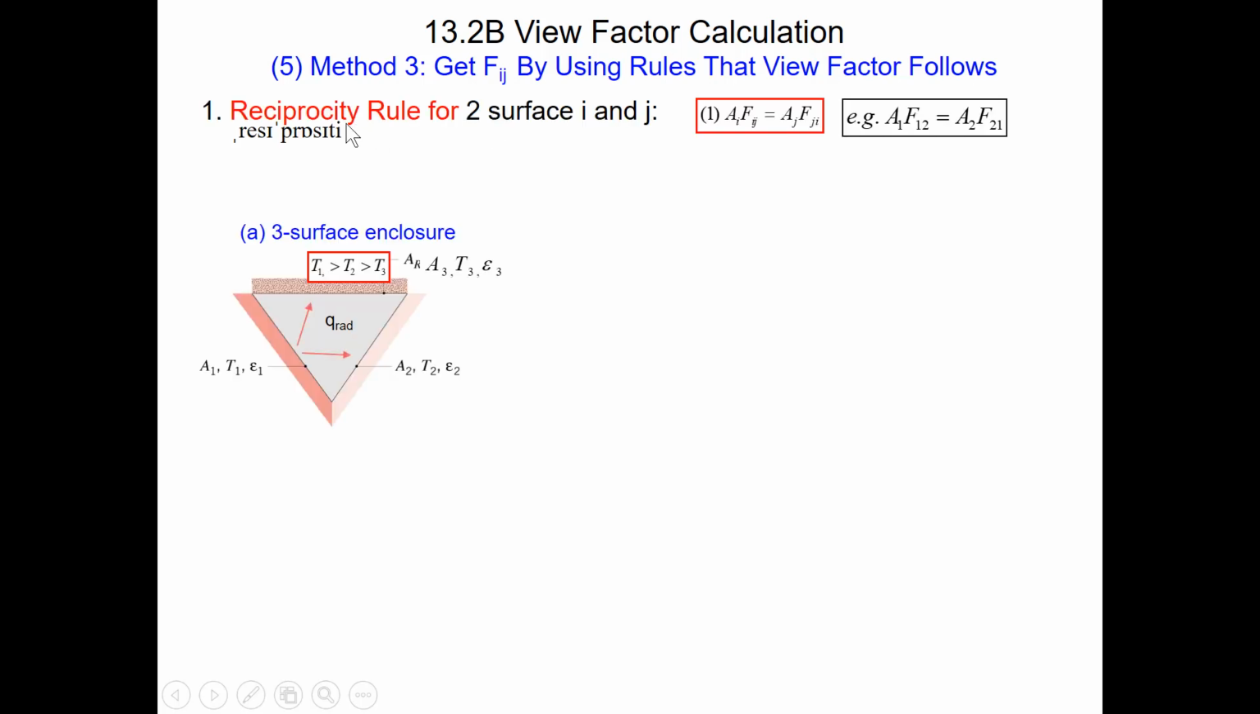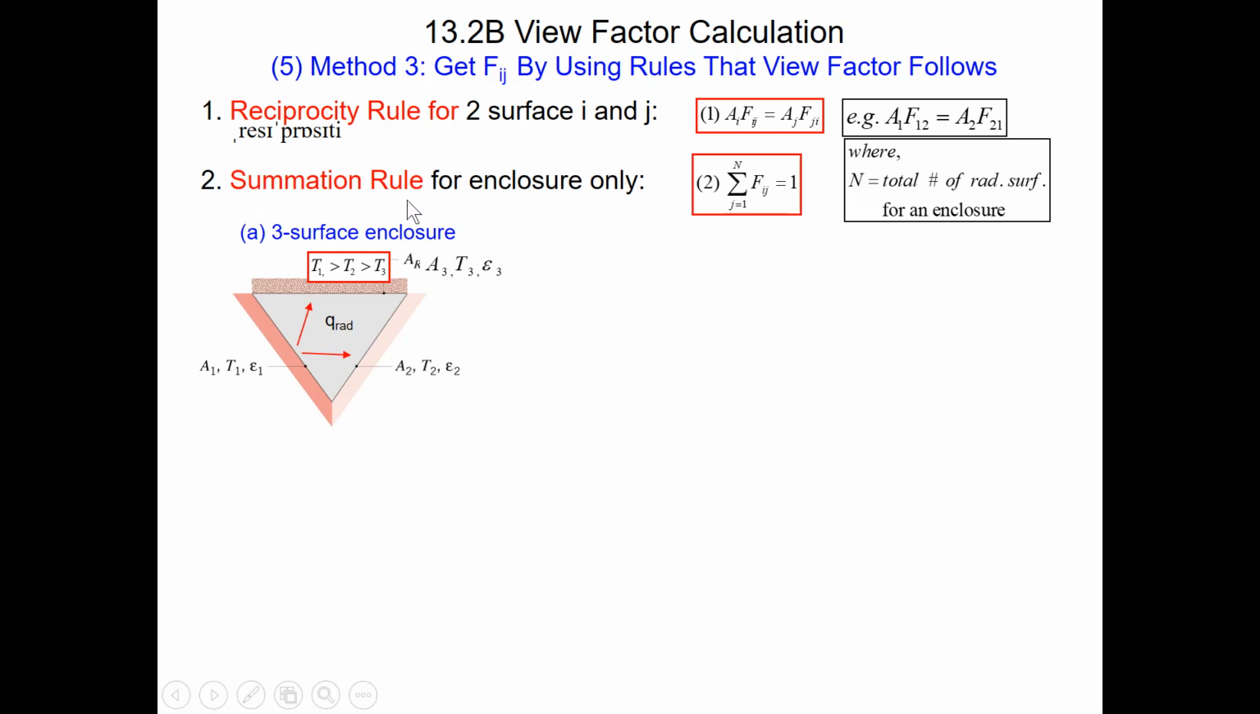B5. The third method is to get the view factor value by using the rules that view factors follow. The first rule is the reciprocity rule for any two surfaces I and J. It is represented in equation 1. For example, for this three-surface enclosure, the surface area A1 times view factor F12 equals surface area A2 times view factor F21.